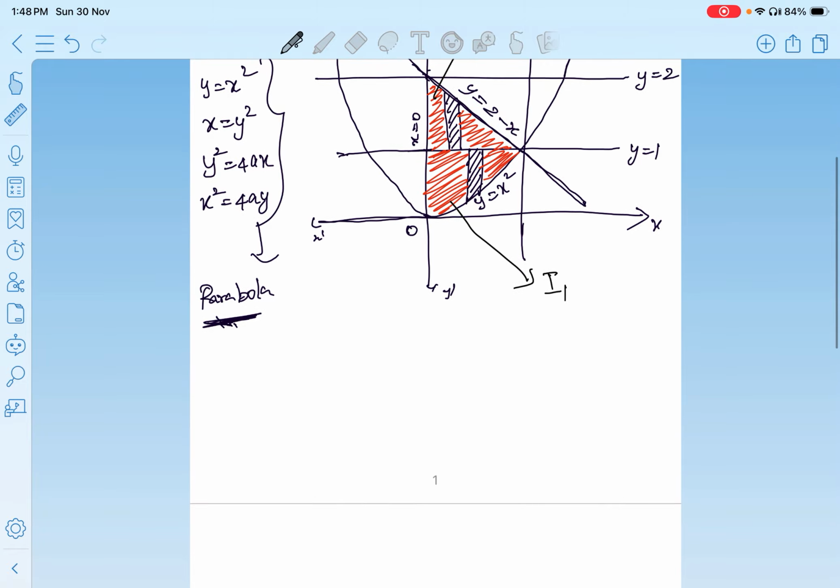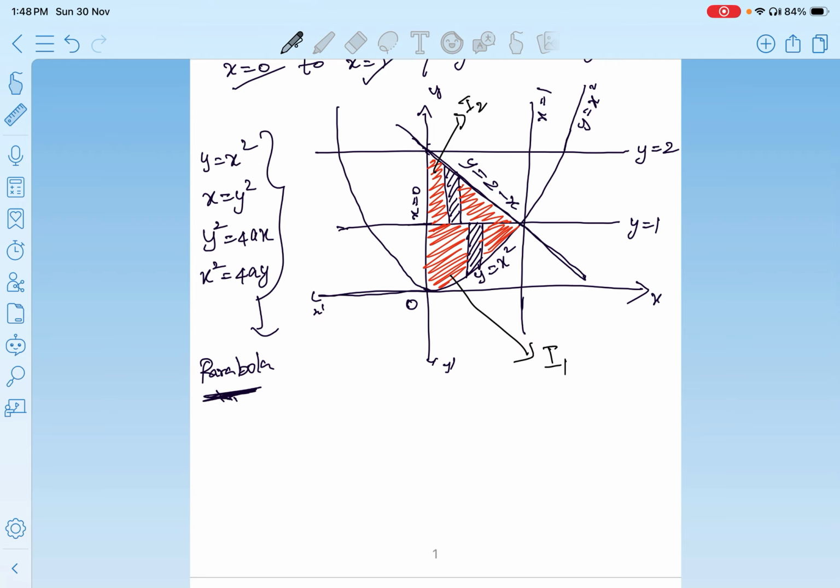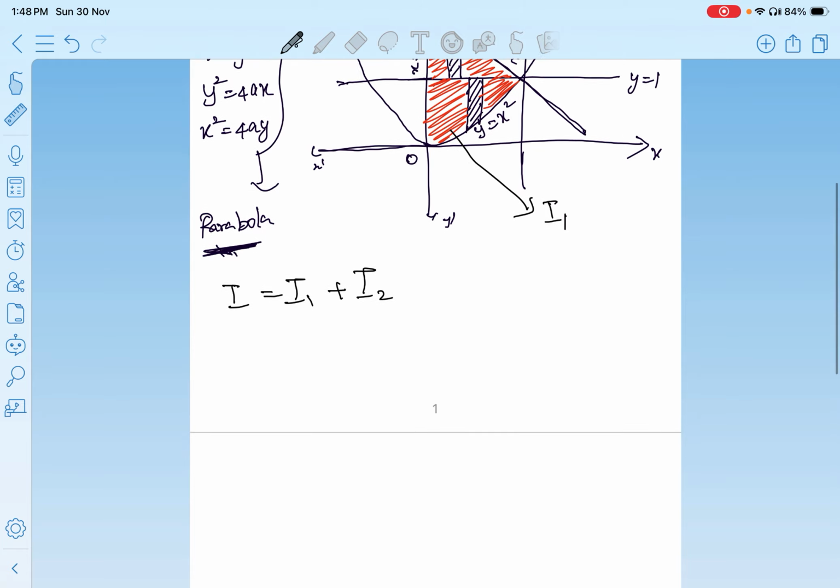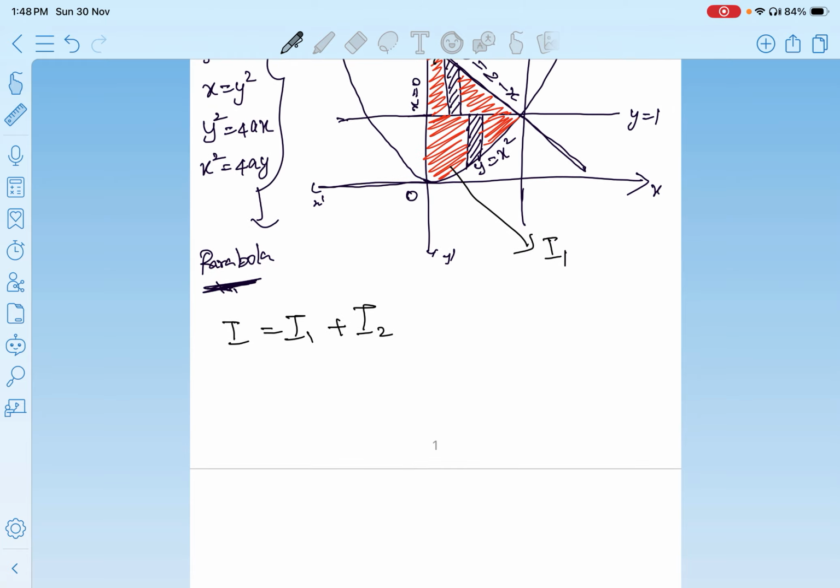Okay, let us see now. We are going to split the region. First region, integration equal to I1 plus I2. So what is I1? I'm going to draw it separately, but it is not necessary in the exam. I1 is this region, bounded by this curve and this one.